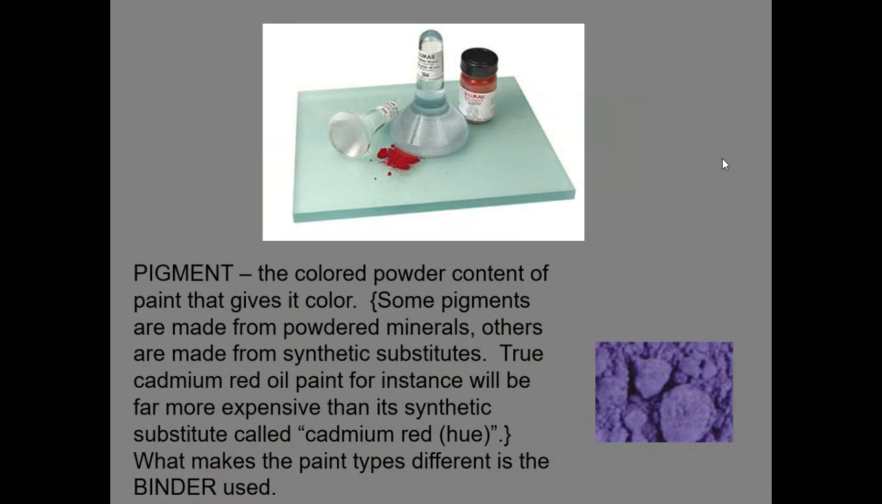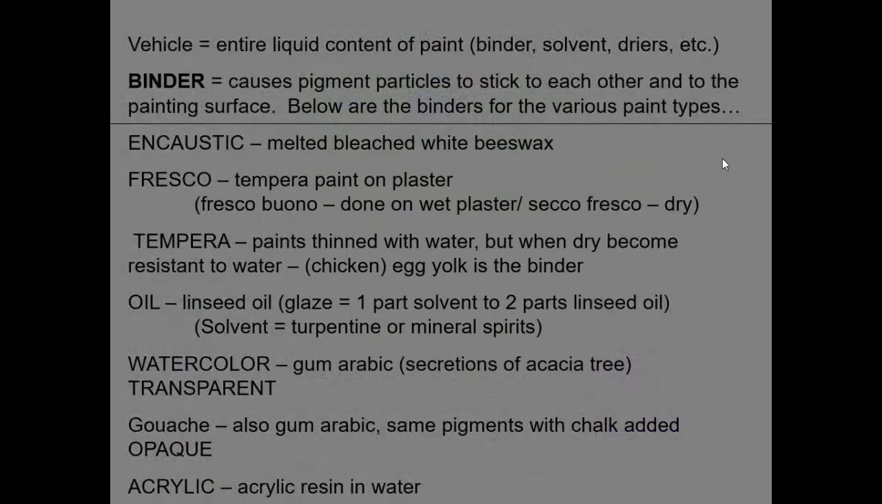Pigment is the colored material that gives paint its color, and it is made from a variety of different sources but ground into a powder, which you can see here. And what makes the paint itself different, one paint type to another, is the type of binder that's used. So the binder is the thing to kind of key in on for purposes of the test.